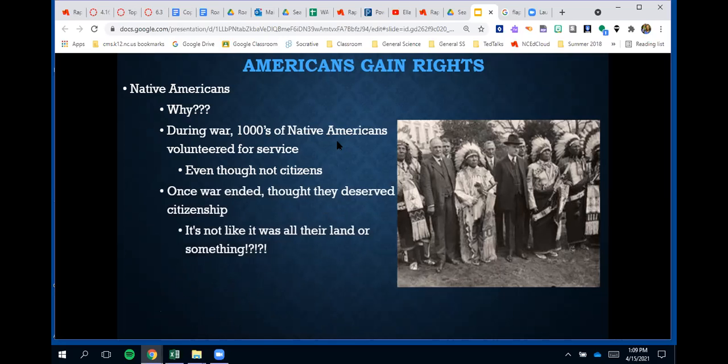Anyway, Native Americans get citizenship right here. So we're kind of inching our way toward progress, where the government decides, okay, we are going to give these people the right to be American citizens. Exactly. It should be theirs. All of this should be theirs. Yep, you're right.